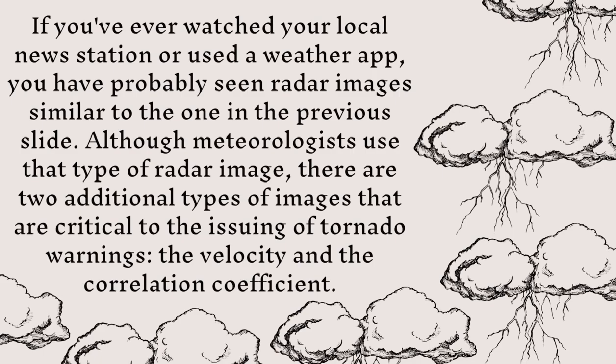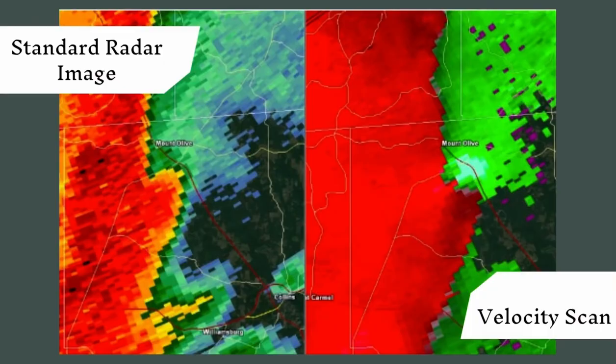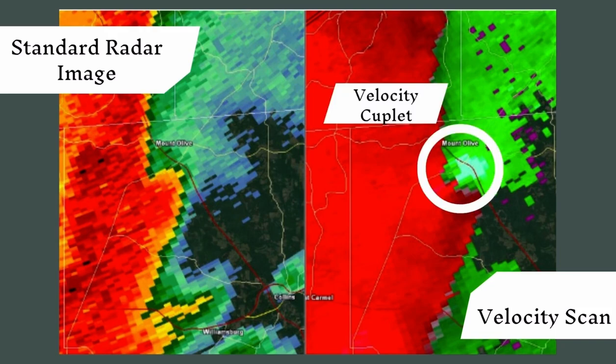Although meteorologists use that type of radar image, there are two additional types of images that are critical to the issuing of tornado warnings: the velocity and the correlation coefficient. Here we can see both a standard radar image as well as a velocity scan for a tornado-warned storm. If you take a look at the velocity scan on the right, you will see a little place where the red and green touch and begin to wrap around each other. This is called a velocity couplet and is indicative of a tornado beginning to form.